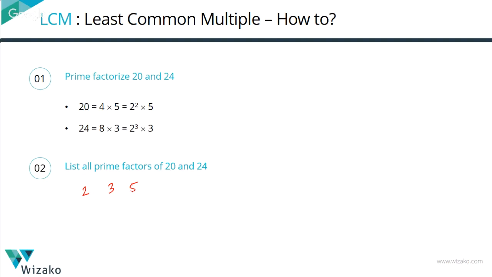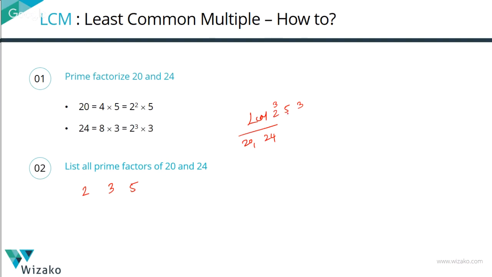It's a multiple of these numbers, which means the LCM as a number is divisible by both 20 and 24. If it is to be divisible by 20, the LCM has to have 2 and 5 in it and needs to have a 2 square and a 5. If it is to be divisible by 24, it needs to have a 2 and a 3 and it needs to have 2 cube in it. If it did not have 2 cube, 24 cannot divide it. So it needs to contain a 2 cube.